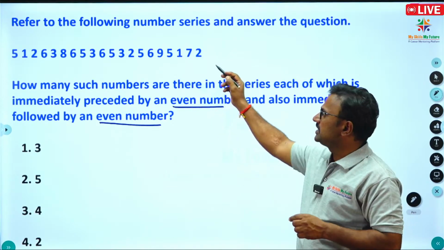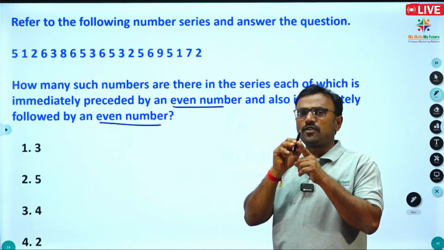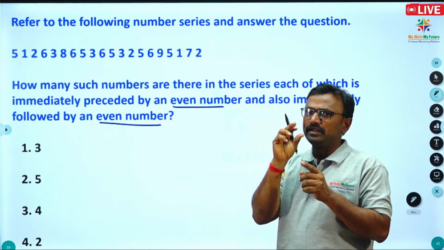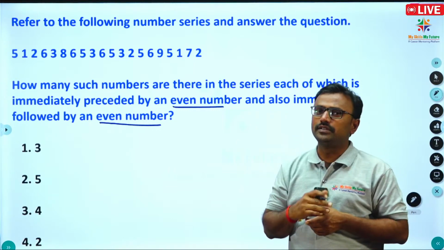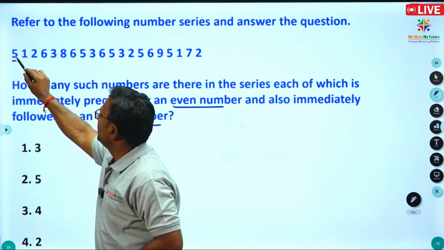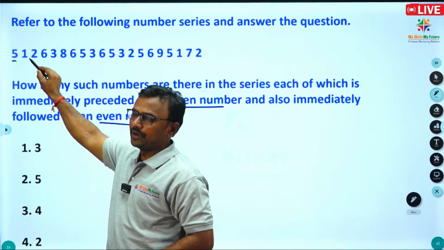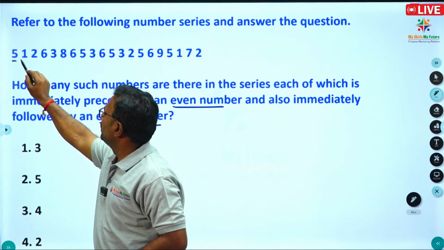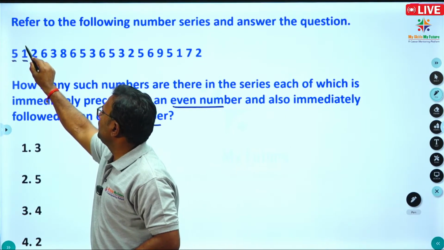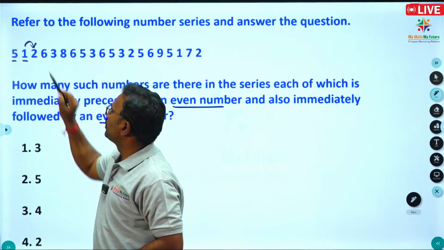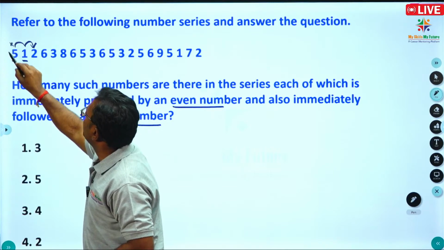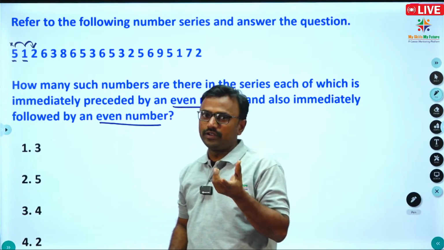So in the series, if a number is followed by an even number and immediately preceded by an even number, then we can take that as one count. So how many such numbers are there? Suppose you see here, 5 is not immediately followed by an even number, so no, and there is no preceding number. Here 1 is immediately followed by an even number, but not preceded by an even number, because 5 is an odd number.